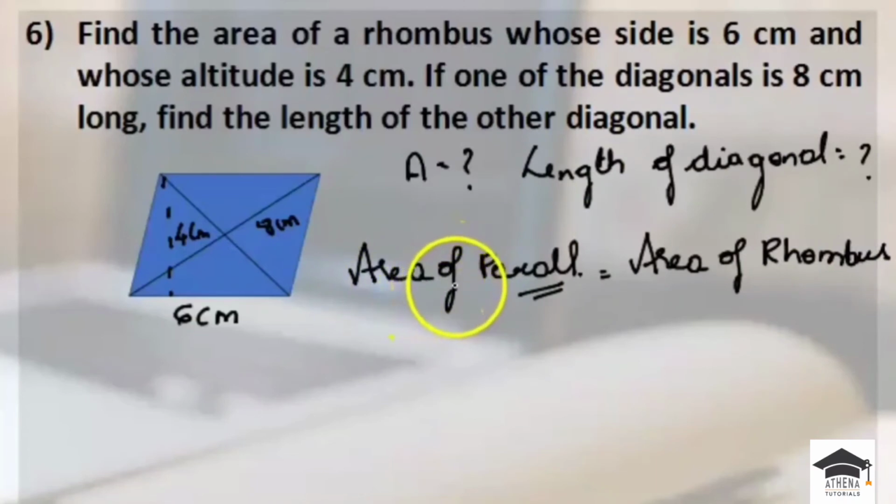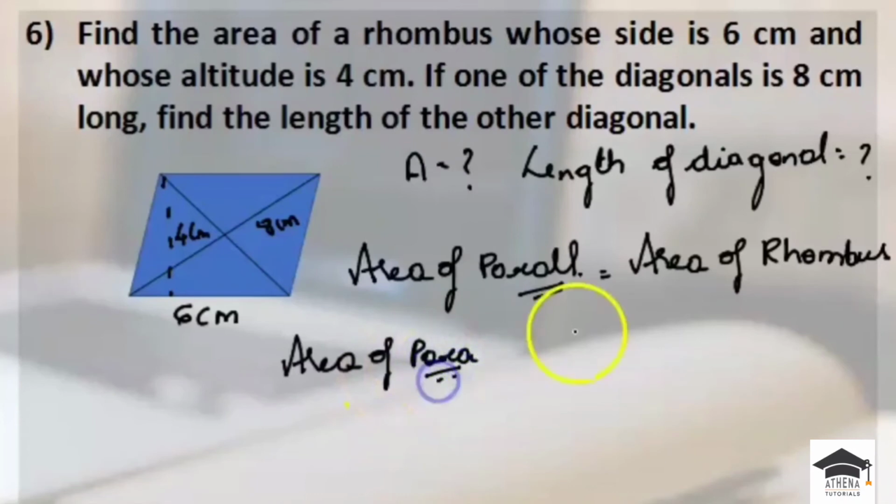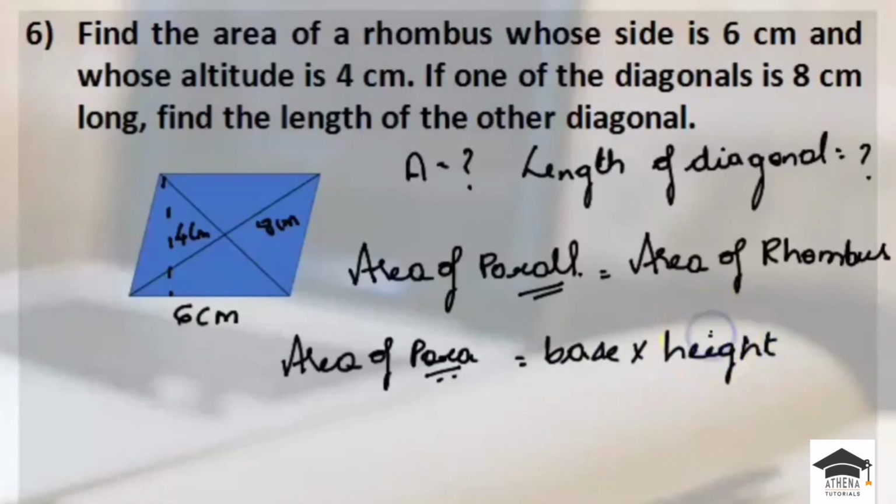Why are we doing this? Because what is the formula to find the area of a parallelogram? That is base into height. Here we know the base as 6 centimeter and the height as 4 centimeter. So by doing this, we can easily find the area of the parallelogram, which is nothing but the area of the rhombus. So area of parallelogram is equal to base into height. I'll do it in the next slide.